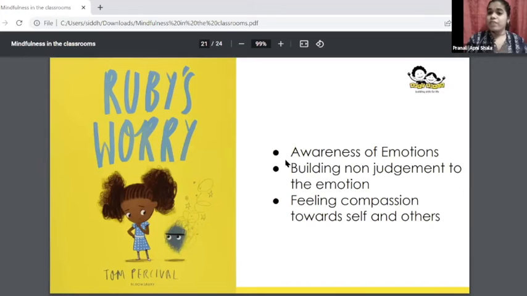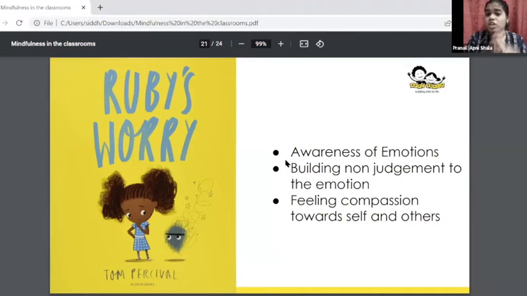It's a beautiful book. When we are doing this book, there are a lot of things which we can tap on, and we usually use it for emotion expression and externalizing the emotions we are feeling. The emotion here is worry and sadness. So we can introduce this, and then we can talk about any other emotion which we are feeling. As we are reading this book, there is awareness of emotions happening. We are getting aware of the emotion which we are feeling.